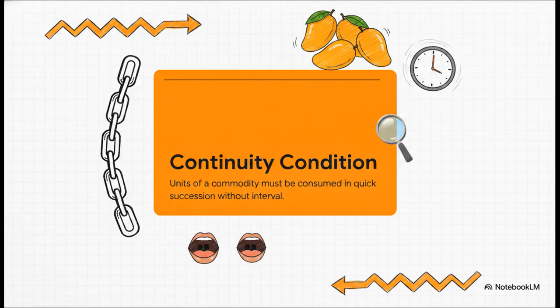Next up is the continuity condition. Every unit has to be consumed in quick succession with zero time intervals. Absolutely no breaks allowed. If you eat one mango for breakfast and then another one after dinner, well, your appetite is totally reset by then. For this law to hold true, the consumption has to be a continuous, unbroken chain.